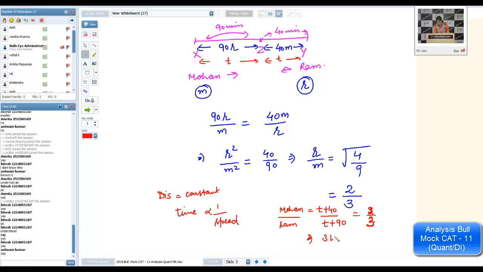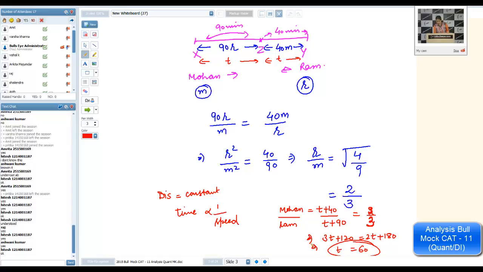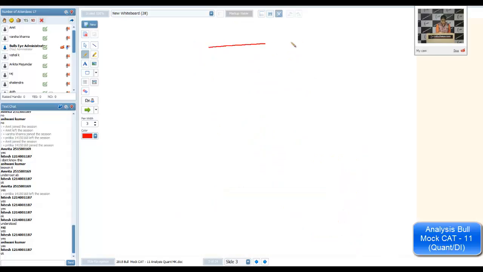It will be 3t plus 120 is equal to 2t plus 180. It's a very particular type of question. It's better if you know all these shortcuts. So for the first meeting, to reach the first meeting point, they'll take 60 minutes. Now, coming to the question. See, this is the distance. They are meeting for the first time here. Say this is a point. For the second time, they'll cover the whole distance.